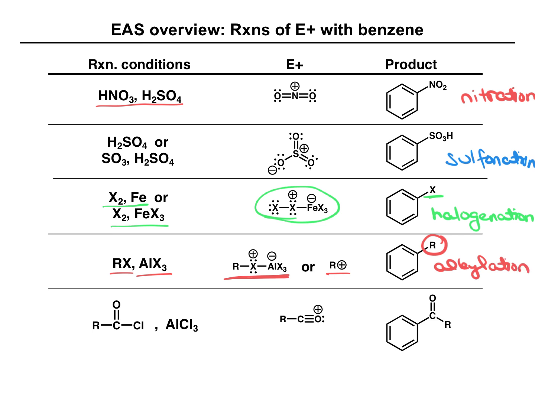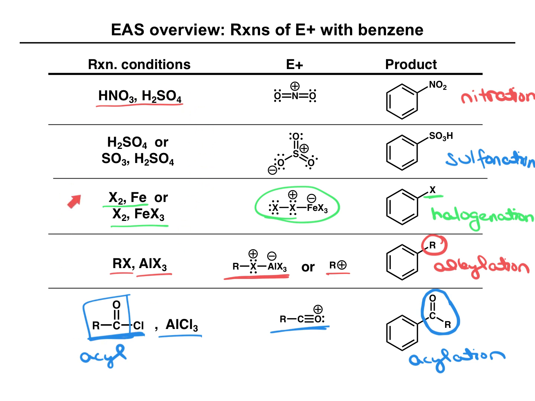And related to that, if we treat benzene with an acid chloride or an acyl chloride, this is an acyl group, and that's typically combined with aluminum trichloride, and that generates an electrophile that looks like this, and that leads to the substitution of an acyl group for the hydrogen, and this is called an acylation. So this provides an overview of some of the electrophilic aromatic substitution reactions that can happen where using these sets of conditions generates these electrophiles leading to these substitution products.